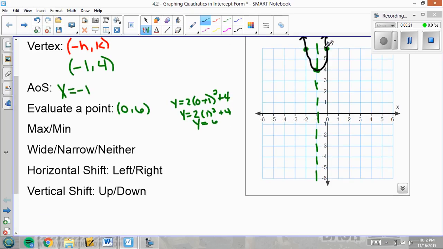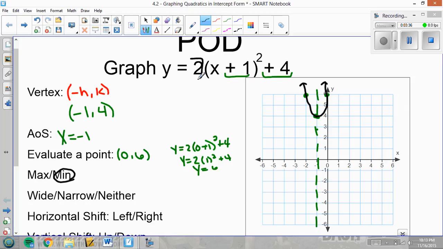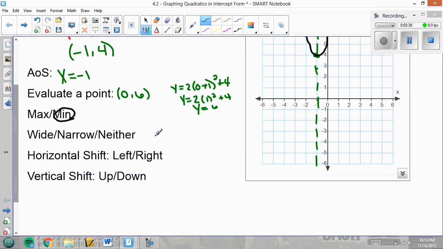Since it opens up, I know that this point right here is my minimum. I can't get any lower. Okay, and remember to determine wide, narrow, or neither, you're looking at the value of A, so not the sign, just the number. So we're just looking at 2. We know 2 is greater than 1, which makes that narrow.